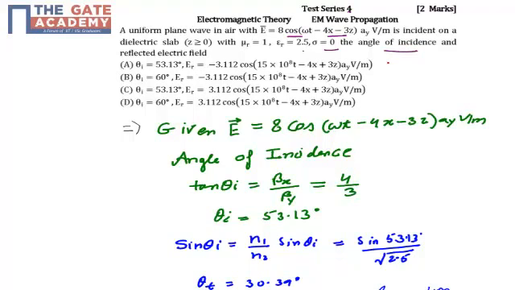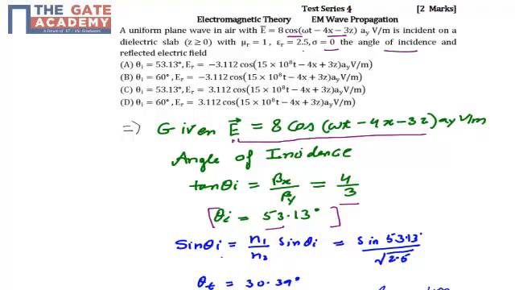So we need to find two values, one is the angle of incidence, the other is the reflected electric field. In the problem we have been given the electric field expression of a propagating wave. The angle of incidence can be calculated from the expression of the electric field as tan θ_i = b_x by b_z, which is equal to 4 by 3. If you take the tan inverse of 4 by 3, you get the angle of incidence as 53.13 degrees.